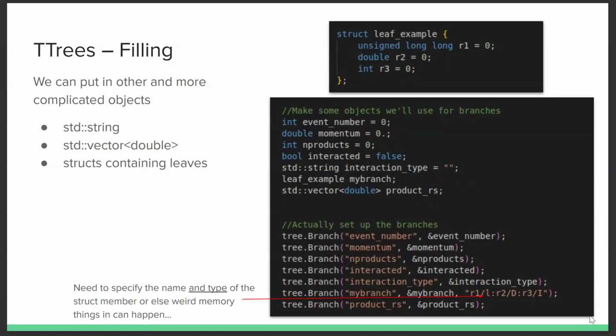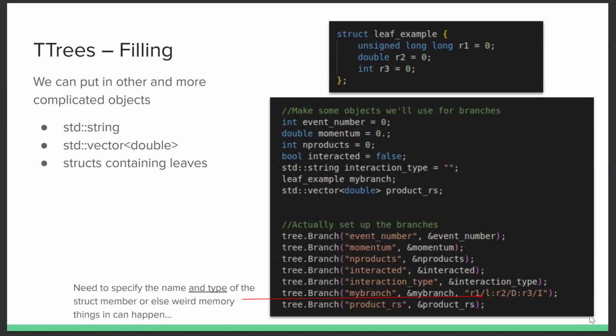So I have several sets of objects here. I have an integer, a double, we've seen that before, an integer, I have a Boolean, I have a string, I have this struct, and I have a vector. And really things are pretty straightforward. You just give it the name that you want, and then you point to that object.